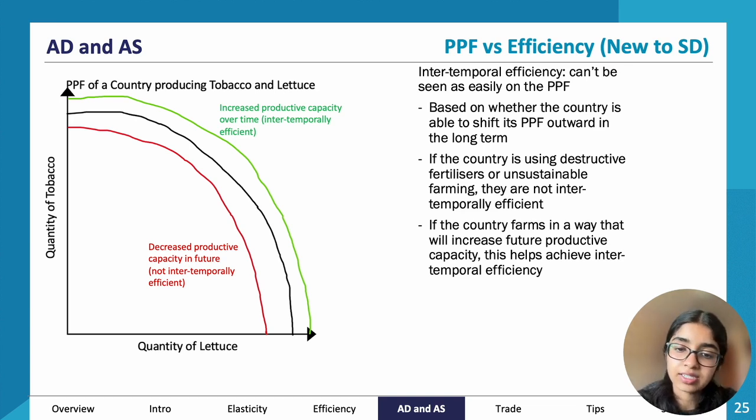So that will achieve intertemporal efficiency if we can maintain our production over time by increasing our productive capacity, increasing our productivity. If we're not able to do that, if we deplete our resources and we run out of resources, we can actually force the PPF to go inwards. So this would actually decrease our productive capacity in the future, and it wouldn't help us achieve intertemporal efficiency.